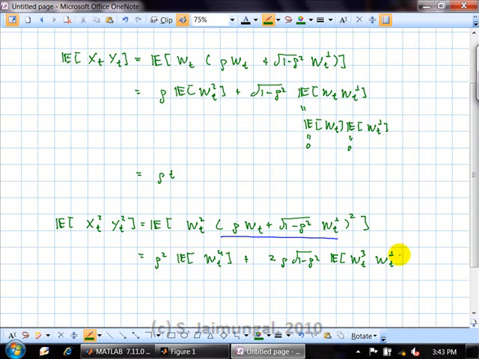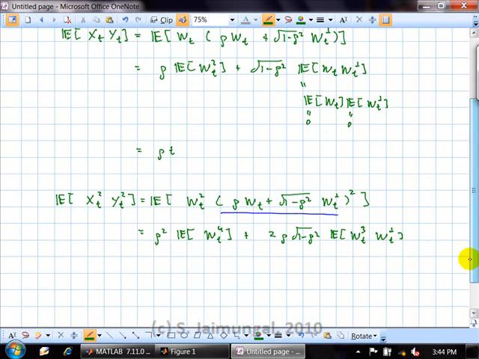That's from the cross term, right? So we have twice rho w times square root of 1 minus rho squared wt perp, and we're multiplying that whole thing by w squared. So we get w cubed wt perp. And then the last term there is 1 minus rho squared times the expected value of w squared wt perp squared.